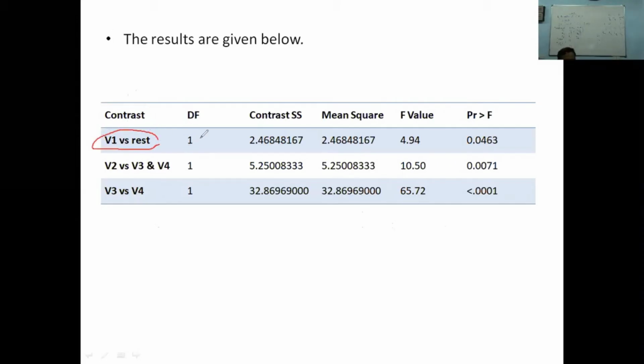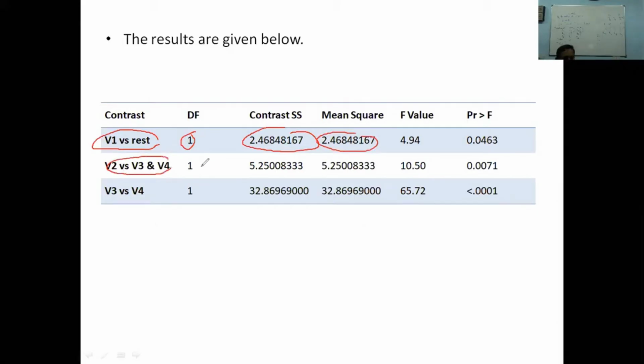That is the source of variance. You have 1 degree of freedom. The sum of square is that. Mean square is also the same because there is only 1 degree of freedom. Here V2, V3 versus V4. Sum of square, mean square is the same.